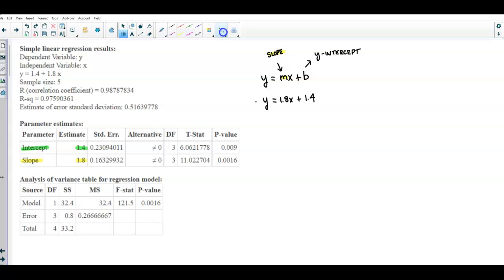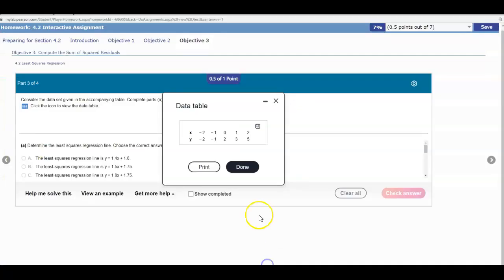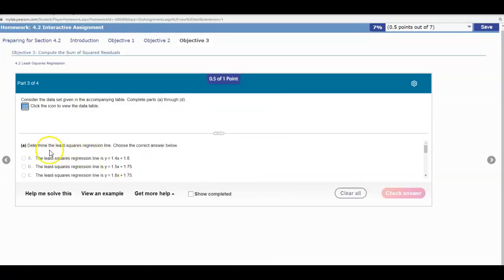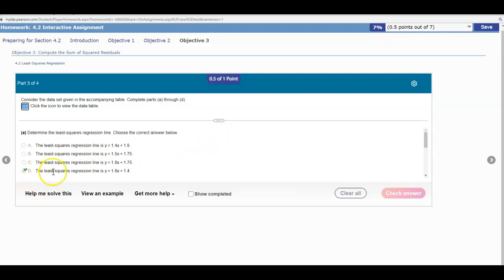I also want you to see that it gives you the equation here, just written in a different form, with the y-intercept written first and then the slope, 1.8x. So this is our linear regression line. Let's go back to our question and answer part A. It says determine the least squares regression line, and it is choice D, where y is equal to 1.8x plus 1.4.